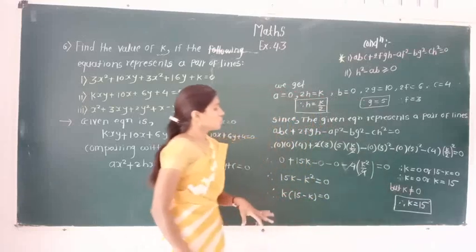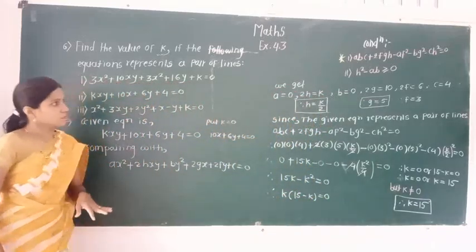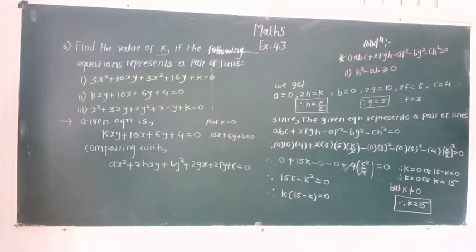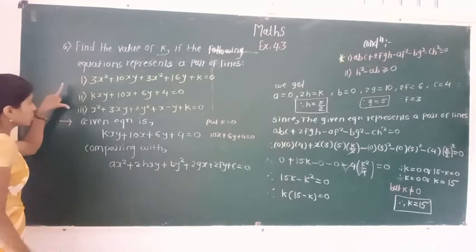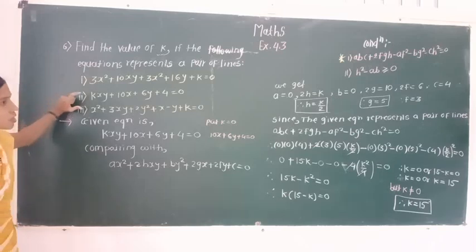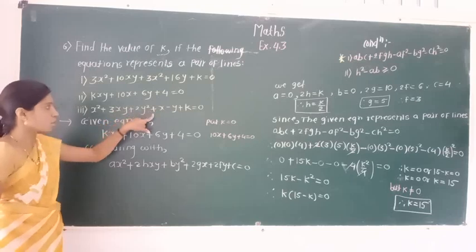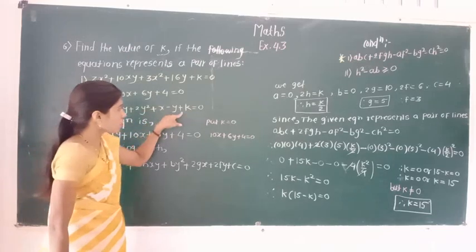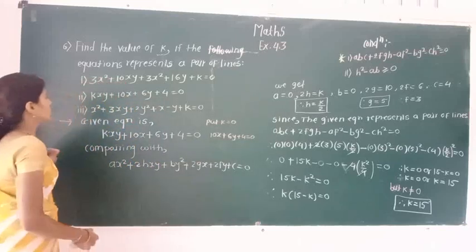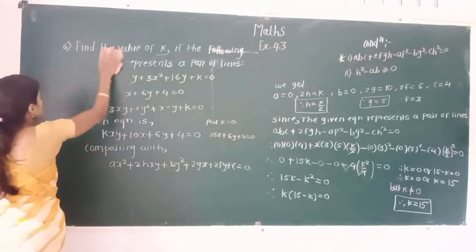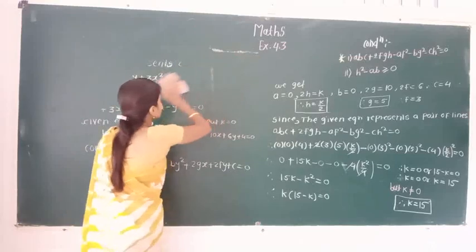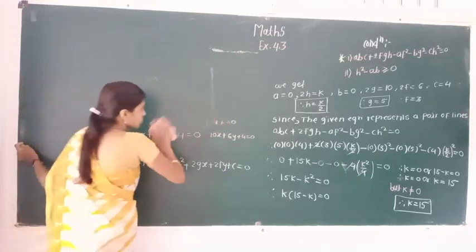Okay. Now write down this question. The third example, write down for homework: x square plus 3xy plus 2y square plus x minus y plus k is equal to 0. Now let's see question number 7.